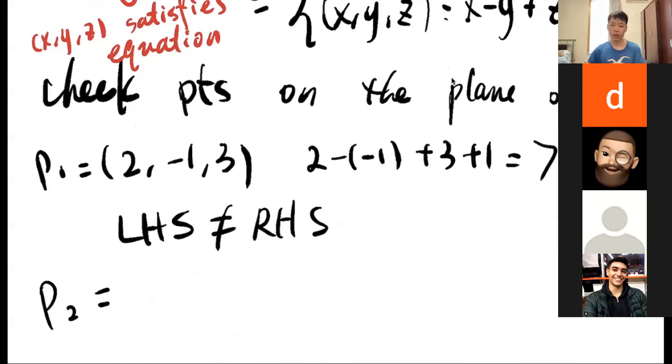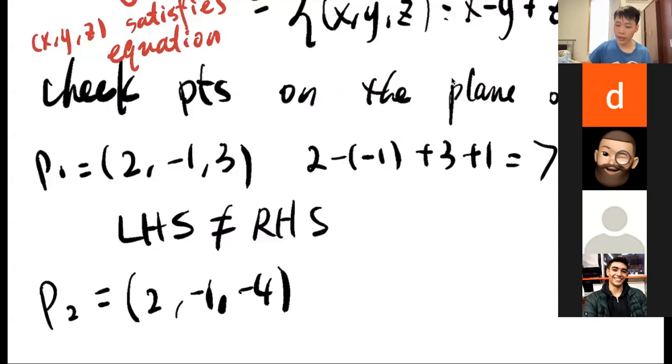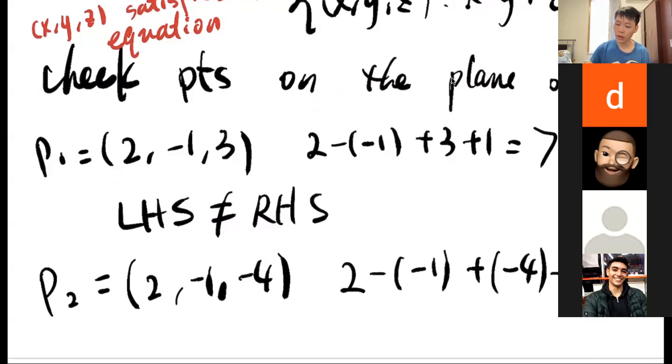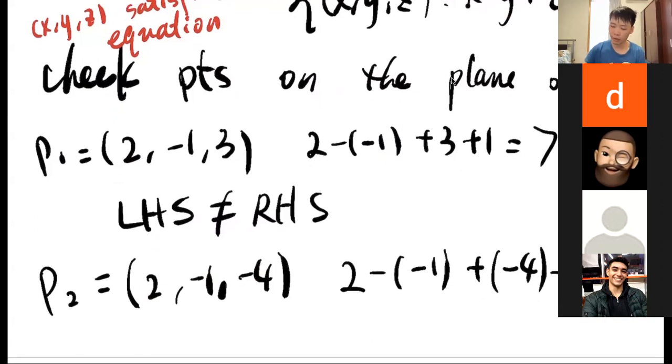Let's check another point. Now how about 2, -1, and -4. So in this case, when you plug in this new set, x is equal to 2, y is equal to -1, z is equal to -4, into this equation, you get 2 minus -1 plus -4 plus 1. The math should give you back 0.